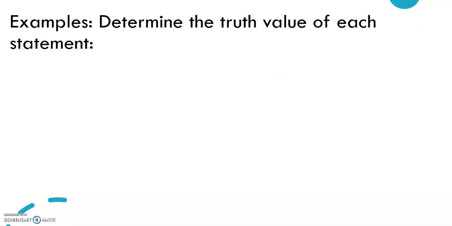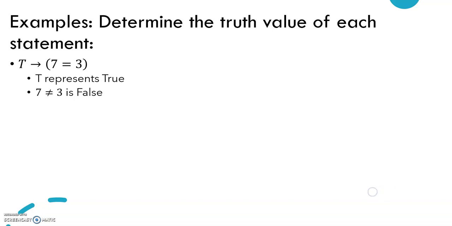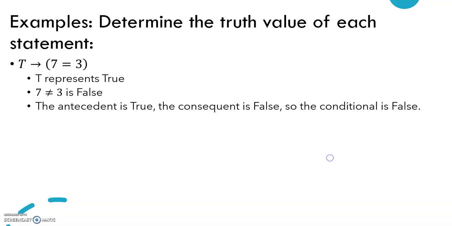In the following examples, we're going to determine the truth value of each statement. T represents true. So a true statement implies that 7 equals 3. 7 does not equal 3, so it is false. We're looking at our truth table for true implies false. The conditional is false.